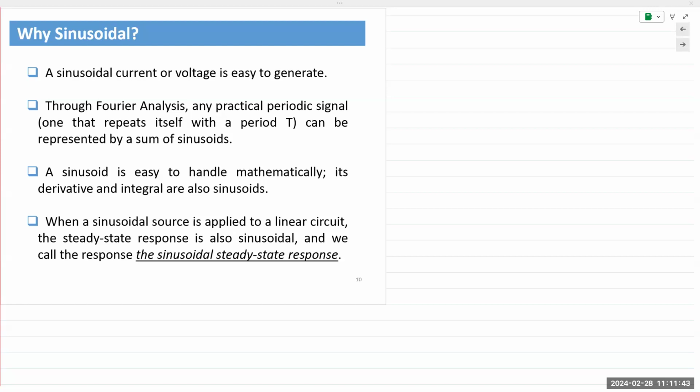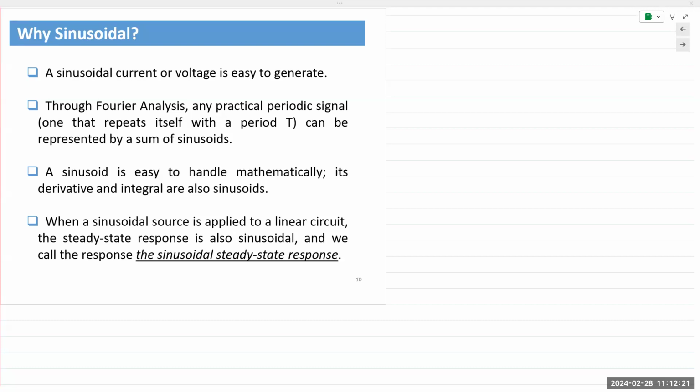You have a coil that is mechanically rotated inside a magnetic field. It passes through a magnetic north and a south pole, and so the shape of the waveform that comes out is sinusoidal in nature. They are very easy to generate. The mathematical calculations are easier because the derivatives and the integrals of sinusoids, sine and cosine, are basically cosine and sine. And so sinusoidal waveforms are easier to handle mathematically.